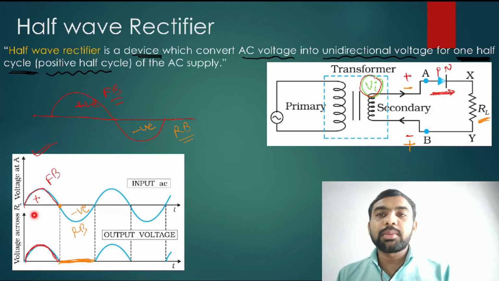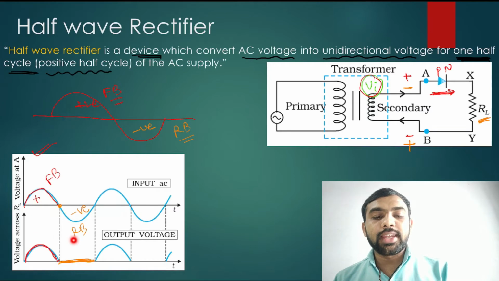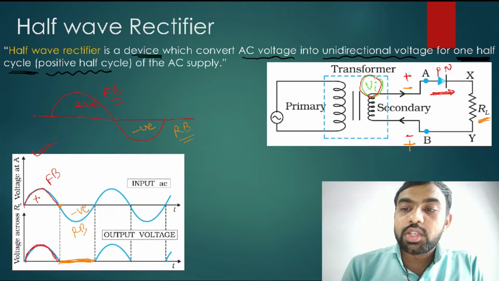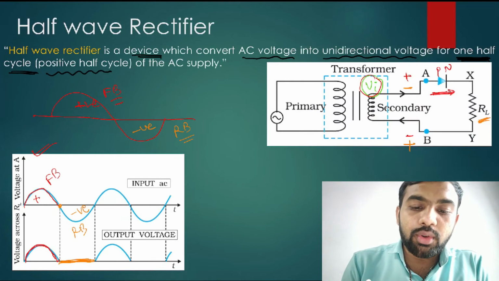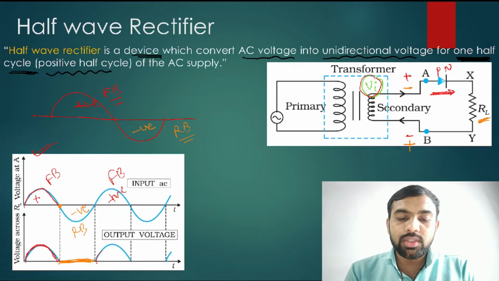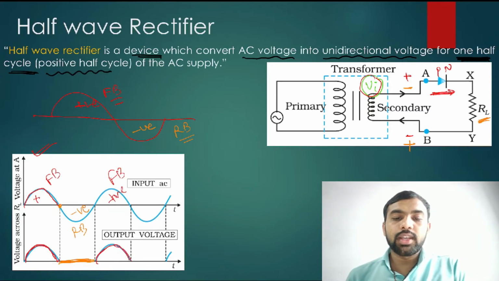In the positive cycle, current is as it is, no change. Why? Because in the positive cycle the diode is in forward bias, but in the negative cycle the diode is in reverse bias, so no current is flowing. Again, in the next cycle, this diode comes into forward bias again, positive cycle, so at that time current is allowed through it.